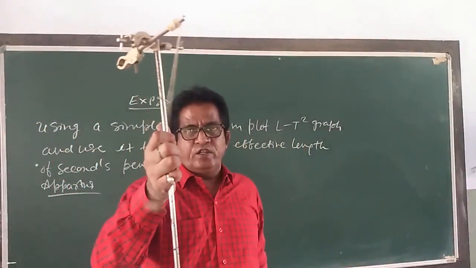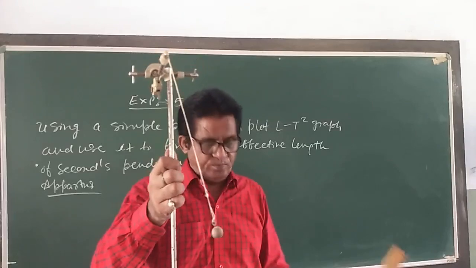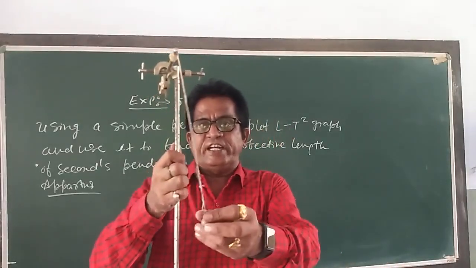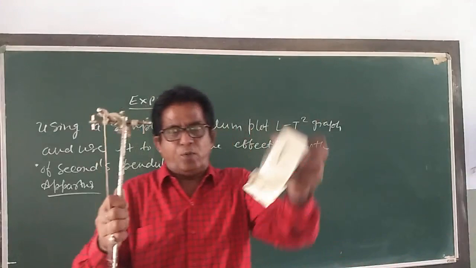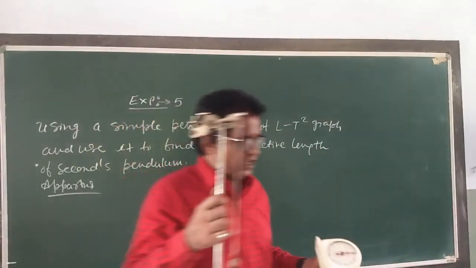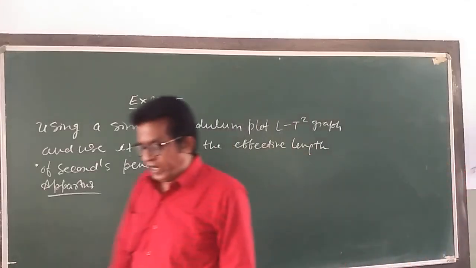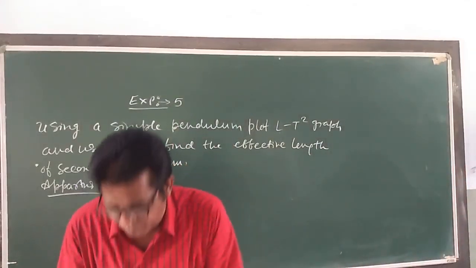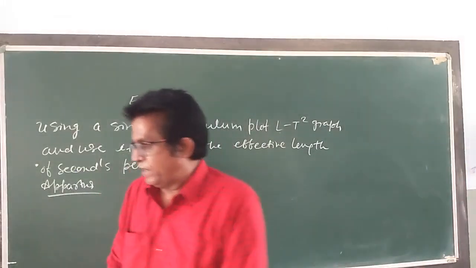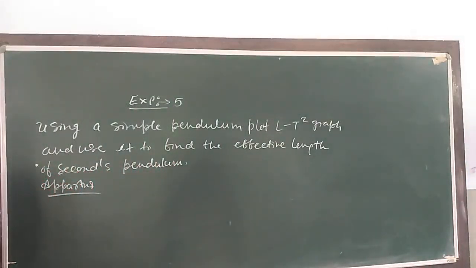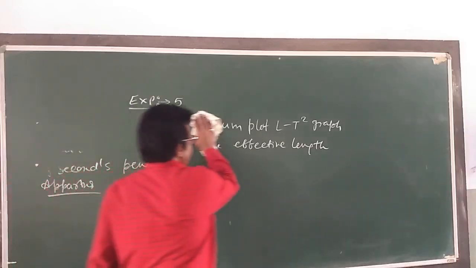Again I am telling, here is a simple pendulum through which a bob is connected. Here the stopwatch, and third one is the scale. My dear children, for the apparatus required, you write down these 3 names. Then I can say the formula which we have used here. The formula or theory, you can write from your lab manual.